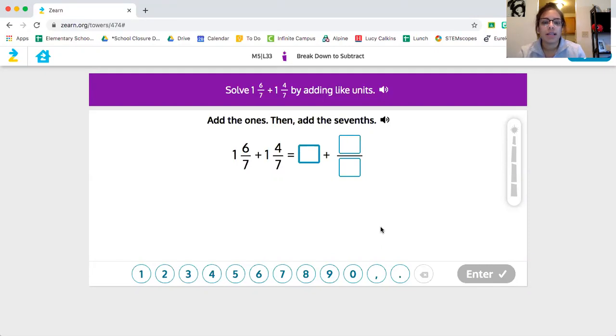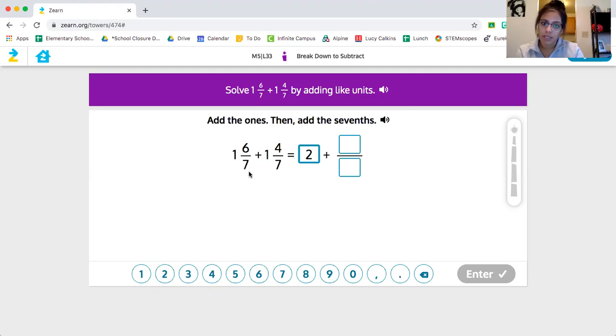Our problem here is that we want to solve 1 6/7 plus 1 4/7 by adding like units. So what that means is, where are these similar? In this particular case, we have 1 whole plus 1 whole. Those units are like. They both represent whole numbers. So I'm going to go ahead and enter in my 2.